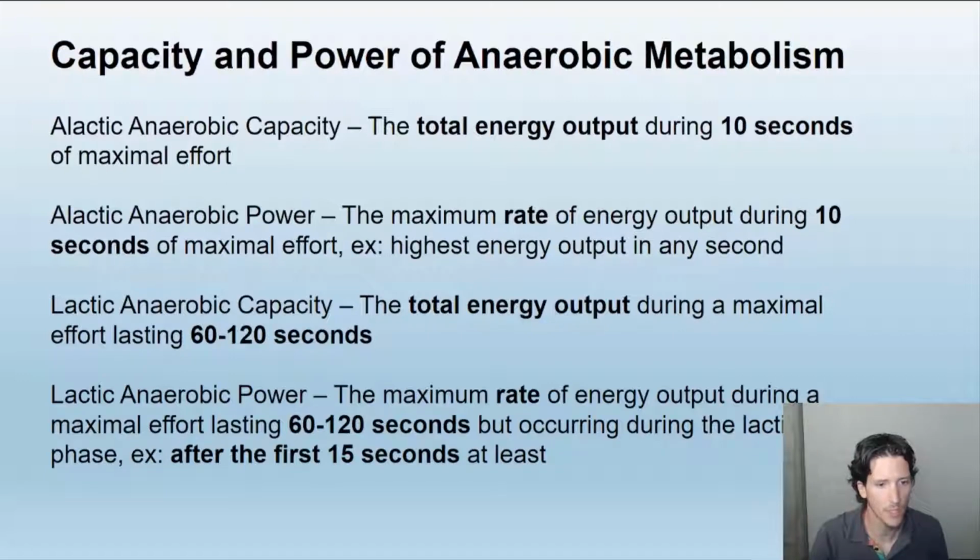Now we want to get a little more specific into what the capacity and power side of things mean. We'll start with a breakdown through alactic anaerobic capacity. Again, this is our alactic phosphocreatine system, without lactate being produced. If we're talking about capacity, this is the total energy output that the system is able to produce, over that 10 seconds or whatever it happens to be. Then if we move down to the power for that same system, this is the maximum rate of energy output that the system can use.